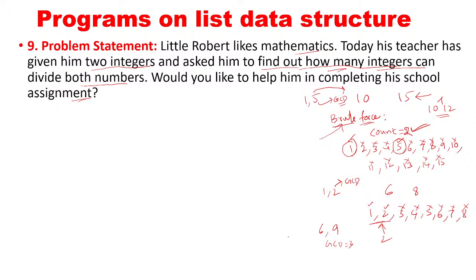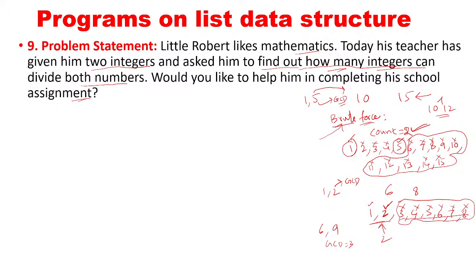So how can you make the calculation faster? After 5, there is no number that is dividing both of these numbers. Similarly, after 2, there is no number that is dividing both of these two numbers. That means it is sufficient to test up to the GCD number. No need to test the remaining numbers.